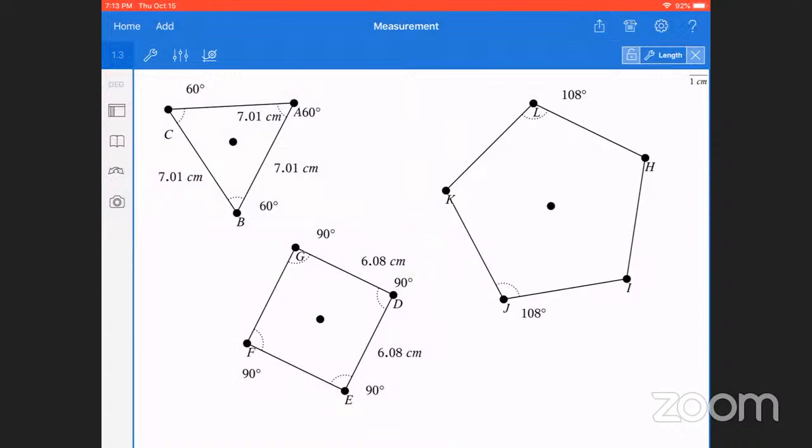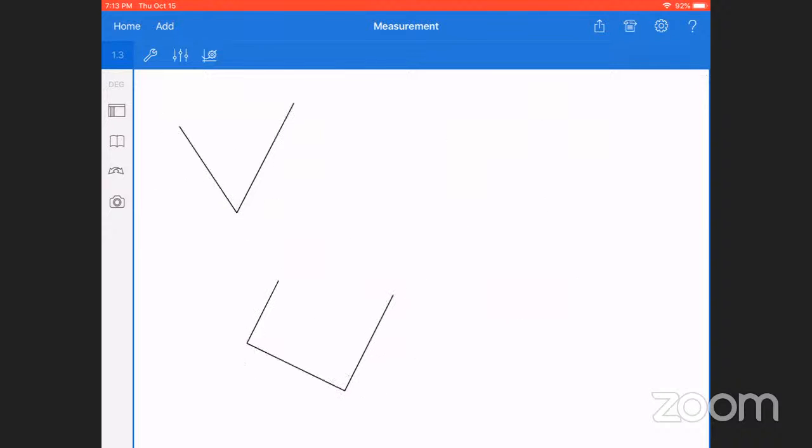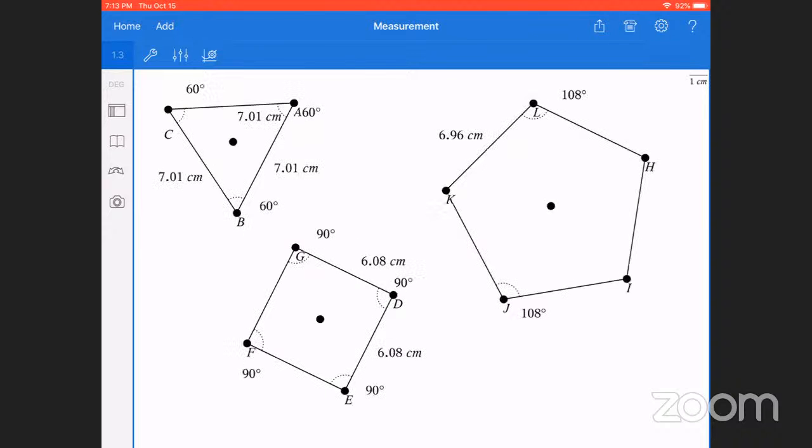I agree. Now let's measure a side length here just so we know what length each one of those sides is. So we're pretty confident that all those will be the same as well, right? Yes. Okay, so we learned the triangle, each angle was 60 degrees, the square, each angle was 90 degrees, and the pentagon, each angle was 108 degrees.